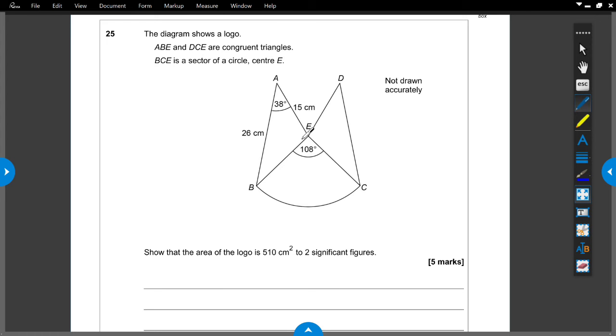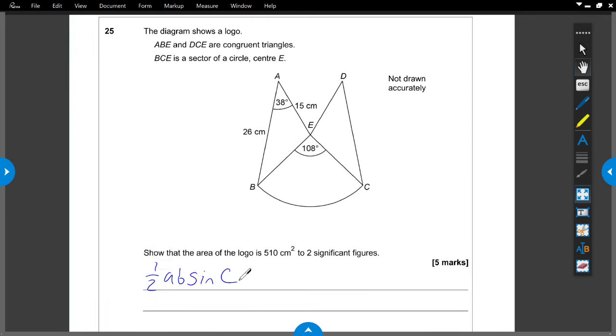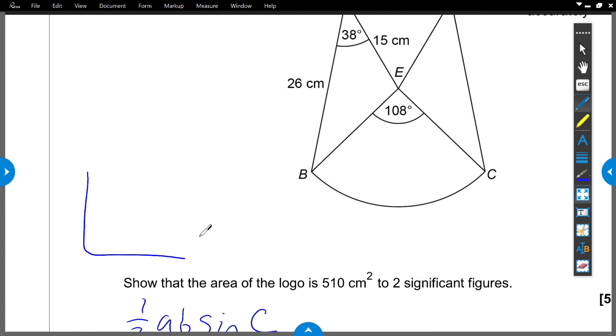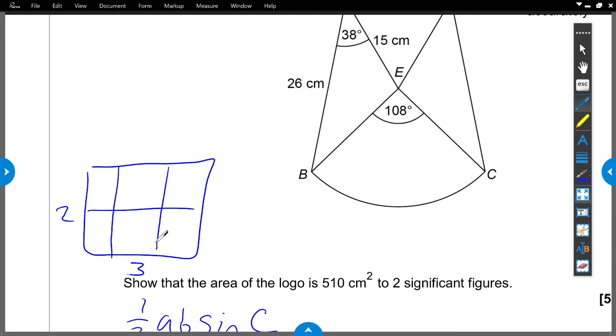Now, the area of a triangle, half base times height, we can't really use here, but we can use the second formula, and that's half AB sine C, that's equal to the area. Now, we could just show that this is the case. Like if we were to draw a rectangle, clearly that is base times height. Because we had a side of 3 and a side of 2, we got an area of 6.